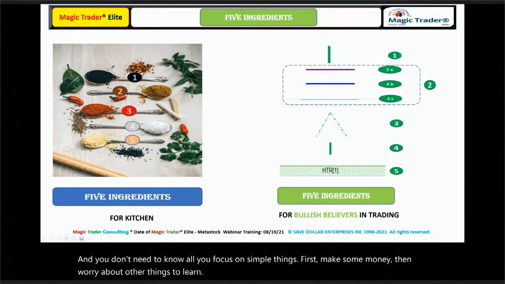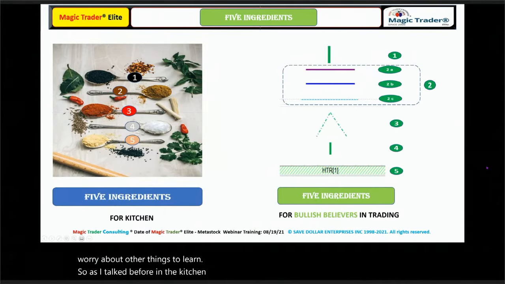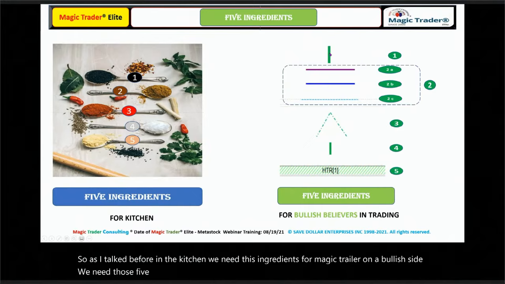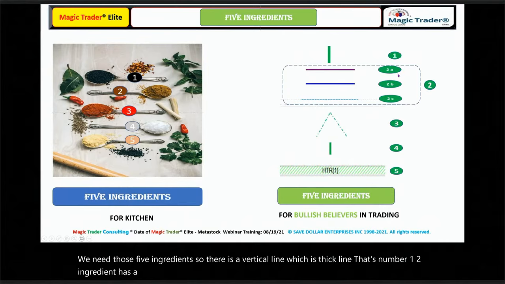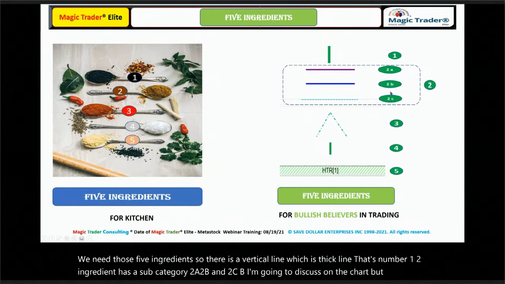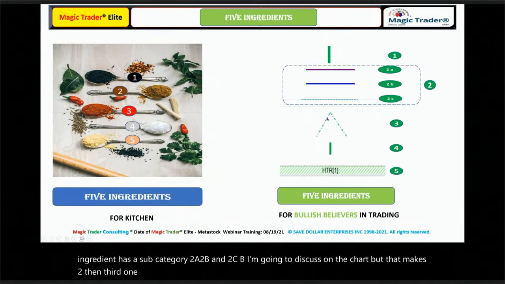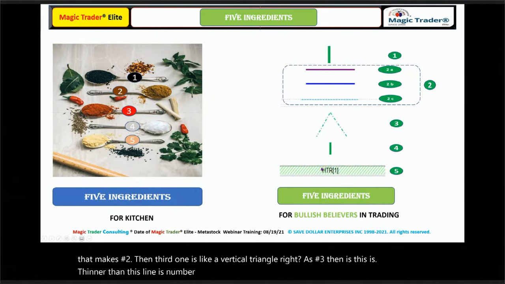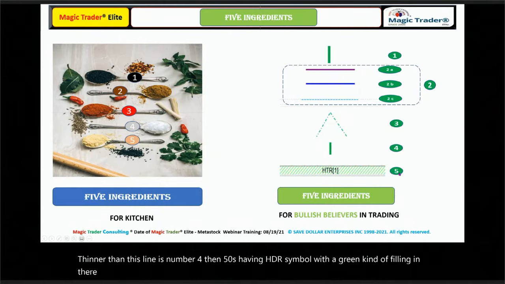As I talked about before, in the kitchen we need ingredients; for Magic Trader on the bullish side, we need five ingredients. There is a vertical line, which is a thick line. That's number one. Number two has subcategories, 2A, 2B, and 2C, which I'm going to discuss on the chart, but together they make number two. Then the third one is like a vertical triangle, number three. Then if this is thinner than this line, that is number four. Then the fifth has an HTR symbol with a green filling or pattern. That's number five. That's what you need to recognize on the chart.